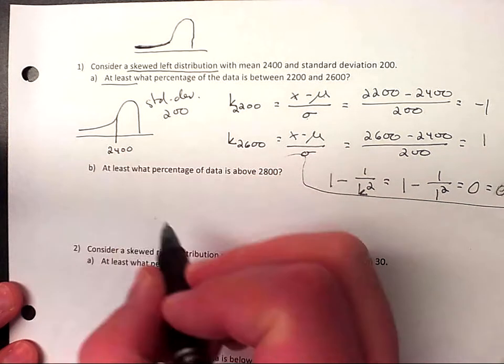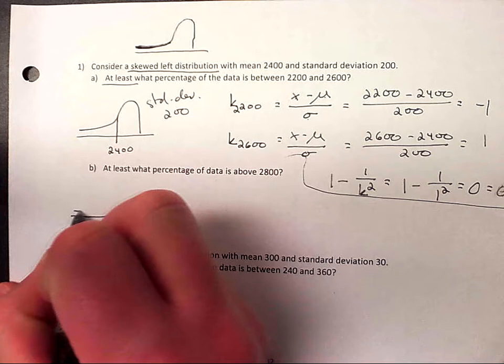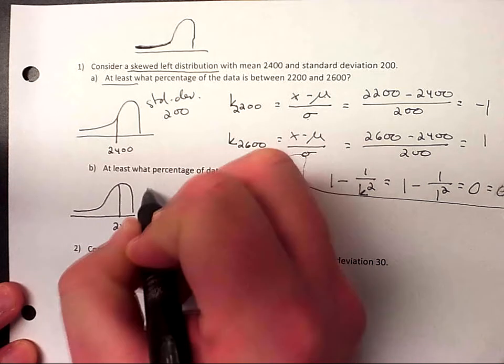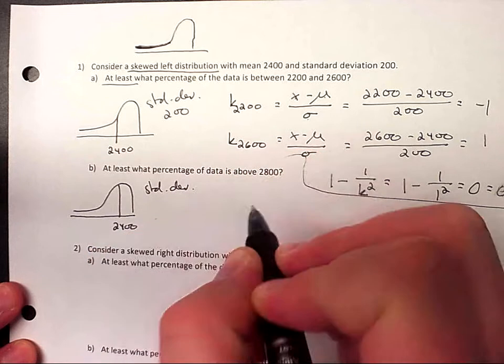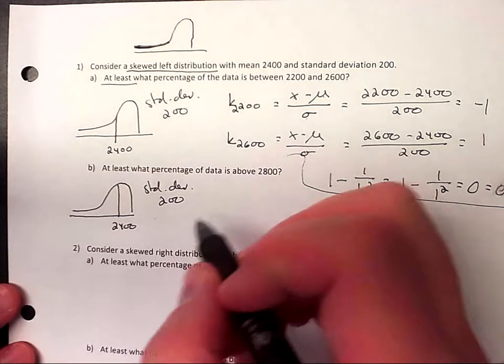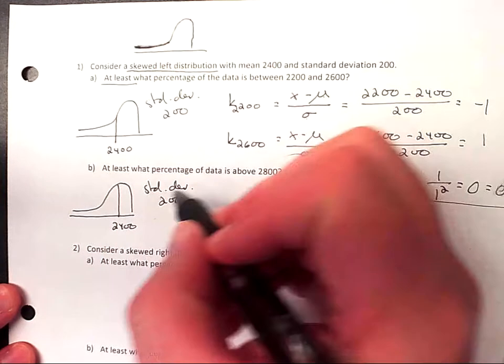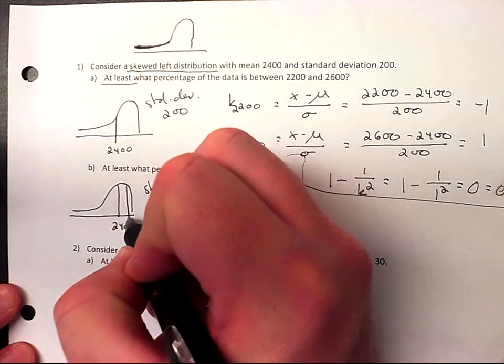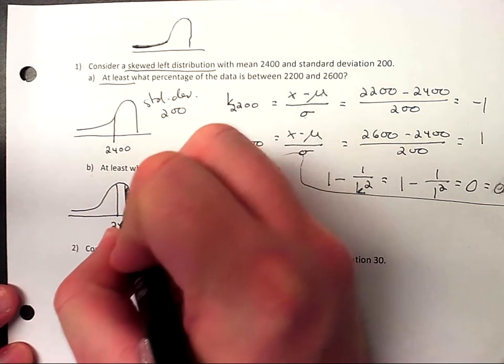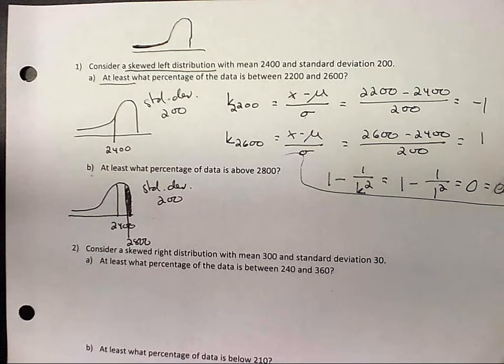All right. Then let's do B. Again, we have a bell-shaped and symmetric distribution with a mean of 2400 and a standard deviation of 200. And it's asking us to figure out what percentage of our data is above 2800. So we're trying to find this shaded region right here. What do you guys think about that? What would we do next?